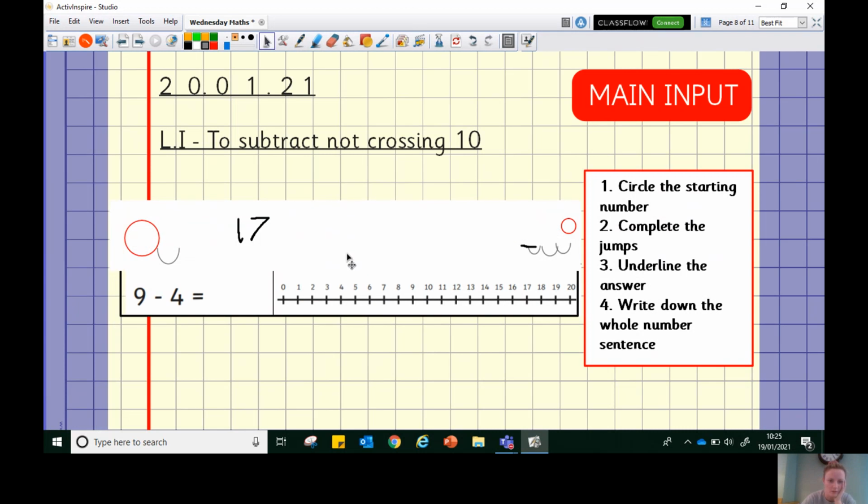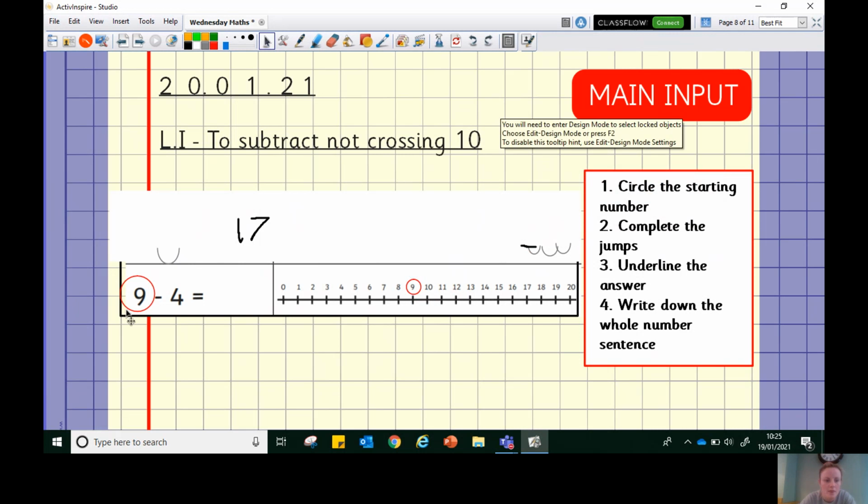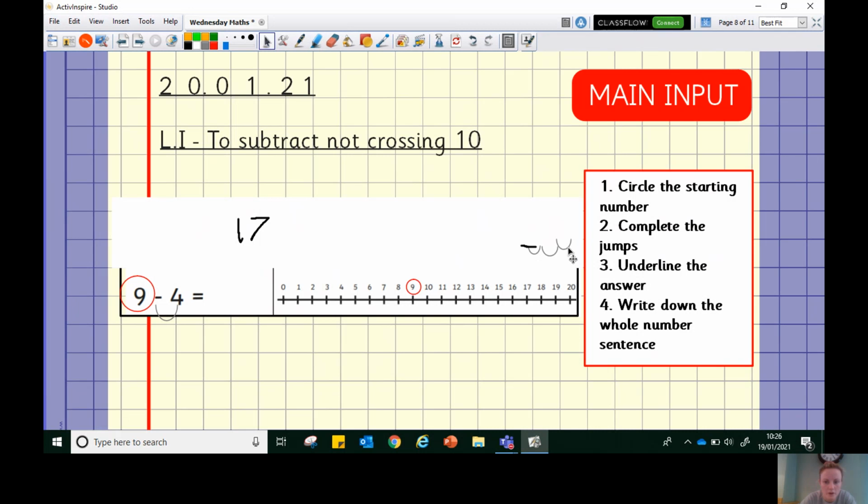Let's do one more together, shall we? So I need to circle my starting number. Okay, I'm going to circle it on my number line. I'm going to circle 9. Then I'm going to do my jumps. Okay, so how many jumps backwards do I need to do? That's right, I need to do 4. So what I'm going to do is I've got my 4 jumps. One at a time, shall we? Oh no.